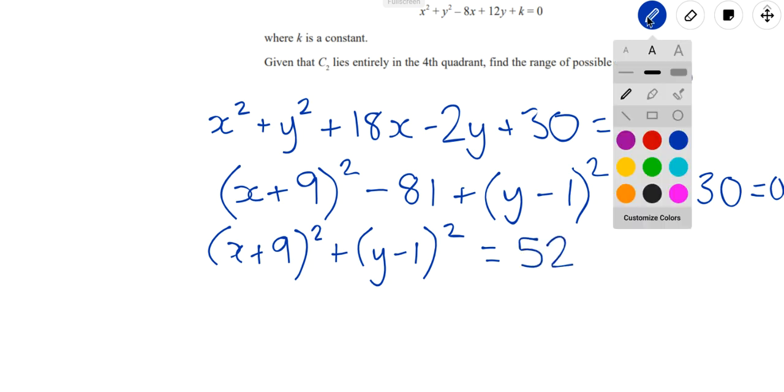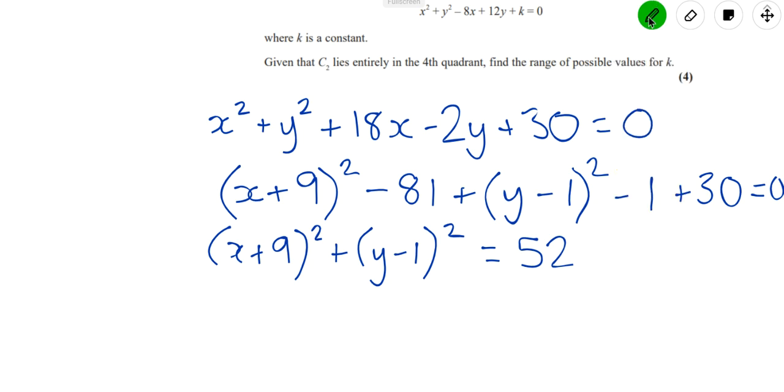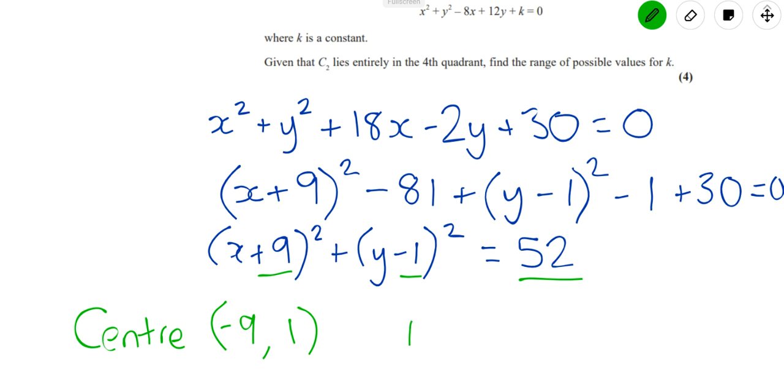If you can turn your equation of a circle into that form, then you can easily pluck out the centre. That will be these numbers here. Just remember to change the signs. So plus 9 becomes negative 9, and negative 1 becomes plus 1. So that is the coordinate of the centre of the circle. Very straightforward. And then this number on this side, 52, that's the radius squared. So r squared is 52. So the radius itself is the square root of 52.